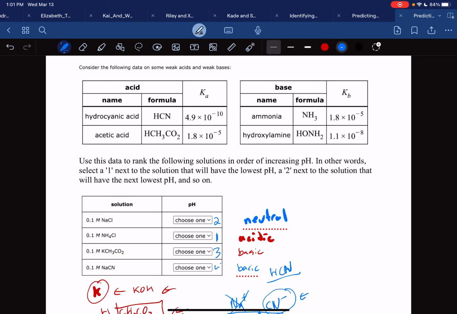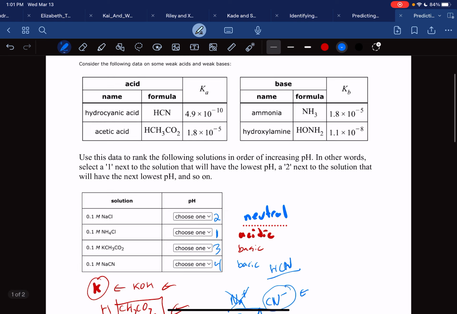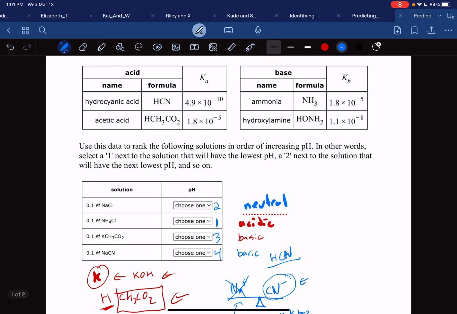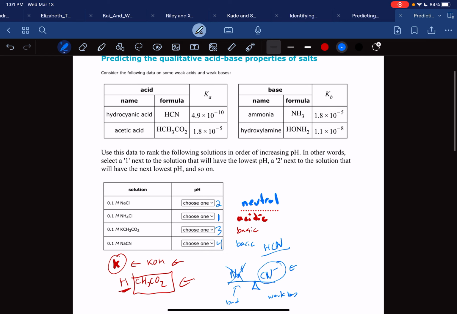3 and then 4. The reality is you're going to have to practice on these a little bit to feel good about them, but hopefully this has helped just a little bit.